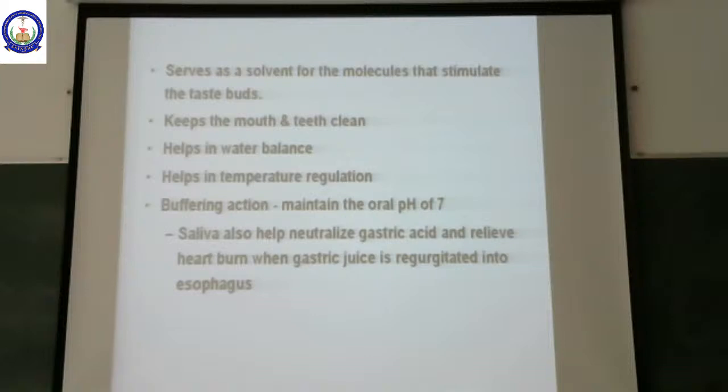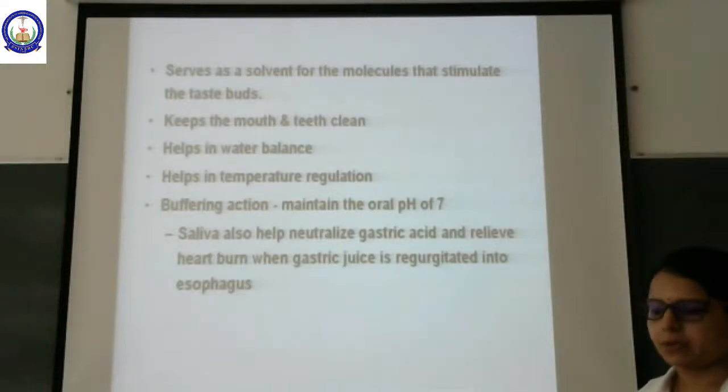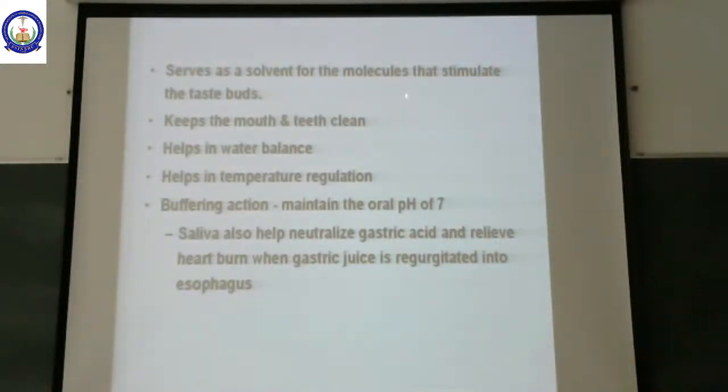It does mechanical functions, protective functions, digestive functions, and excretory functions. It serves as a solvent for the molecules that stimulate the taste buds. Of course, it has a large amount of water, and water acts as a solvent for various food particles which can stimulate the taste buds. It keeps the mouth and teeth clean. It helps in water balance and temperature regulation.